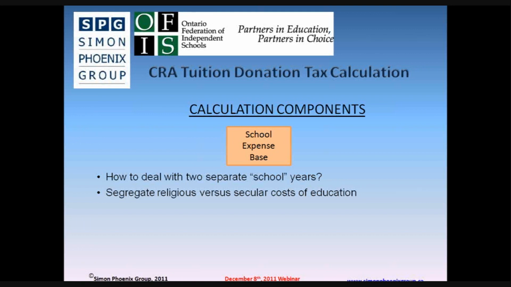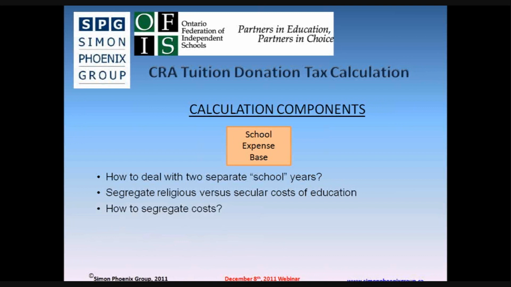So if you're going to be allocating those costs based on the fact that during the course of a year or 2 years, your religious studies component accounted for 60% of your curriculum and your secular studies accounted for 40% of your curriculum, if that's the way you want to allocate it, that may be a reasonable way to do it. So again, this is very specific to each school.